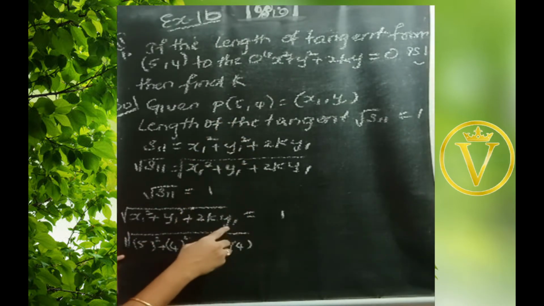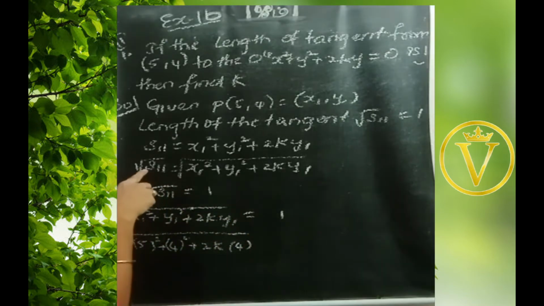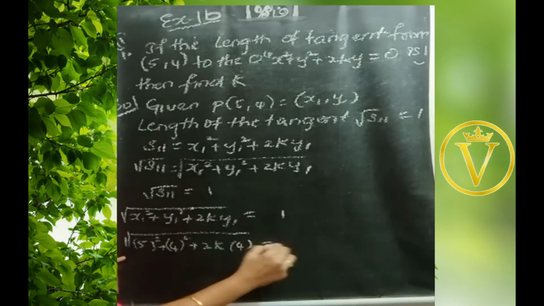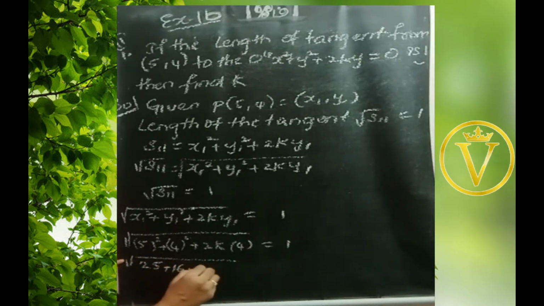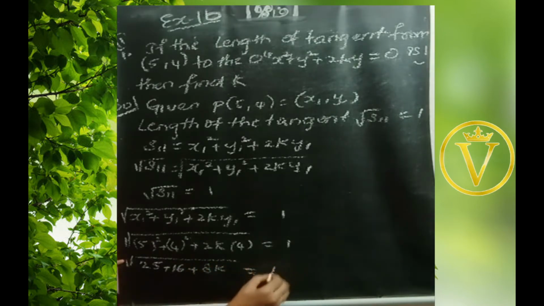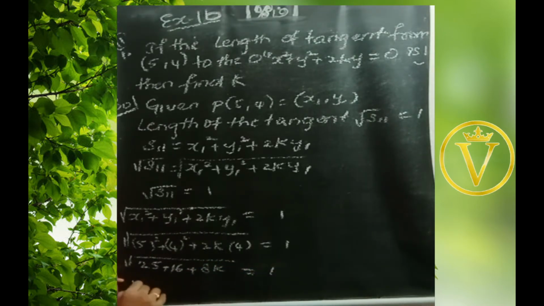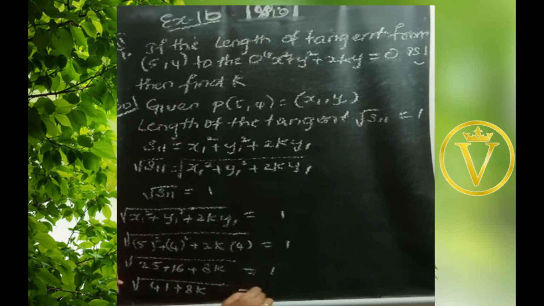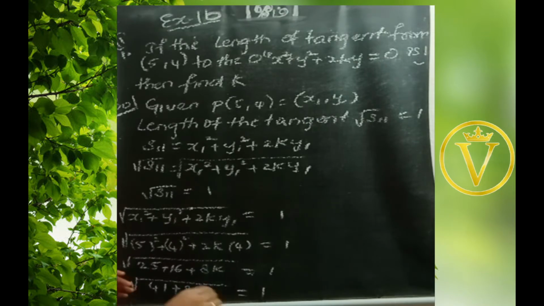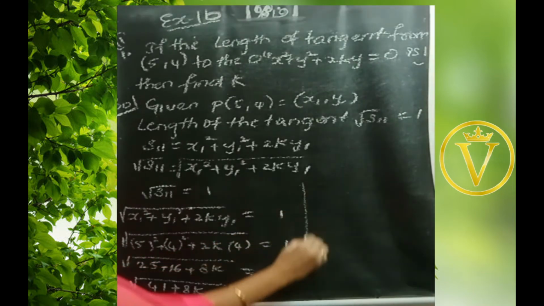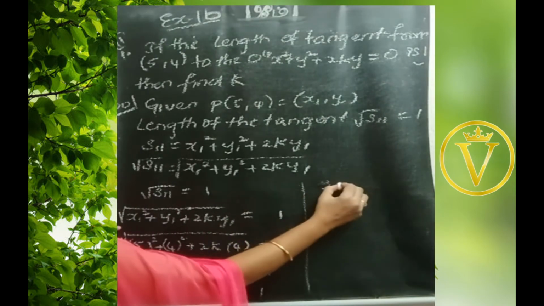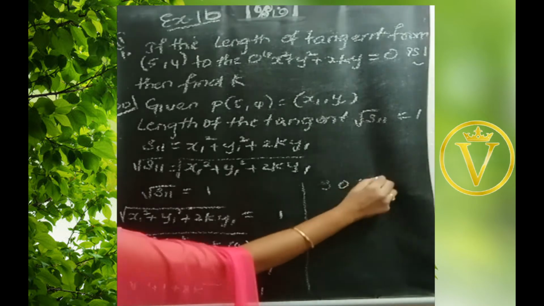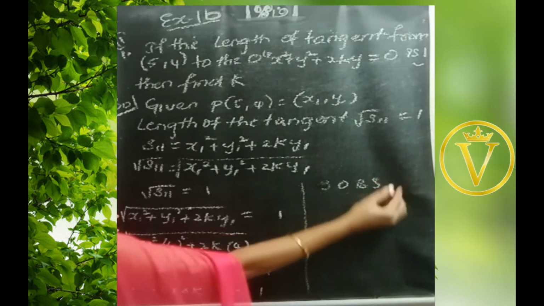Don't get confused here. y will also become y1 when it is in the expression S11. That equals 25 plus 16 plus 8k equals 1. Now that equals 41 plus 8k equals 1. Okay, now squaring on both sides. Why? Because here the root is there, so to remove the root I am squaring on both sides.